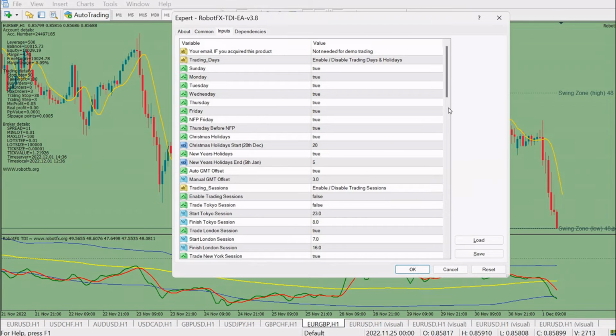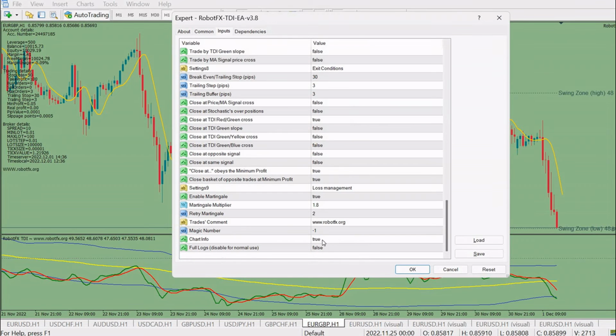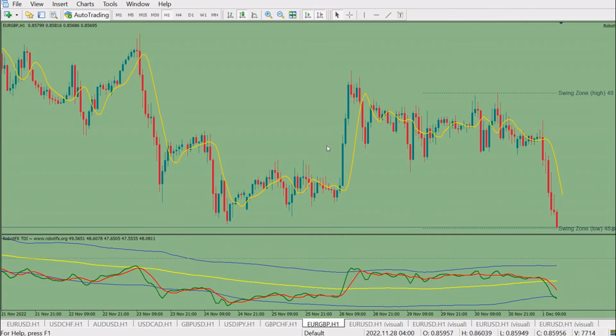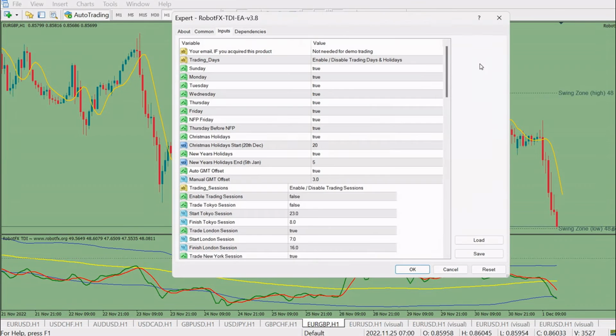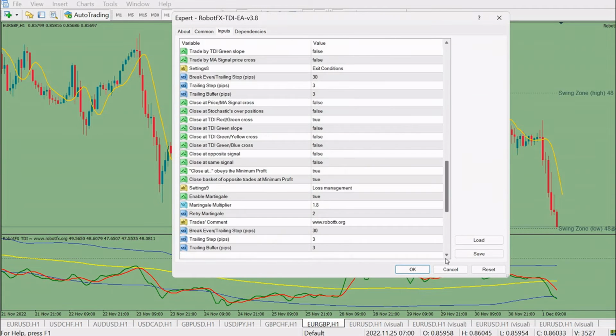If you find that annoying or if you think it takes too much space and it covers what's happening on the chart, just set it to false and all the comments are gone, leaving the chart empty. And finally, the last setting is for full logs that should be disabled.